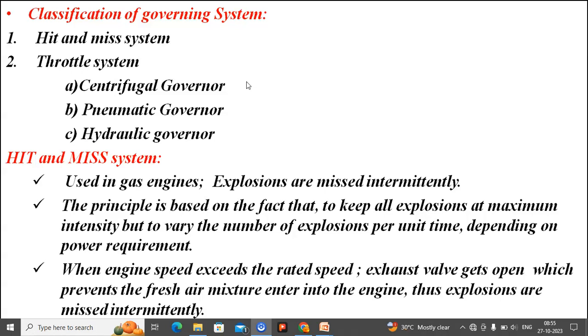When the engine speed exceeds the rated speed fixed in the tractors, the exhaust valve gets opened, so that it prevents the fresh air fuel mixture from entering the engine. So the power stroke is reduced, and the explosions are missed intermittently in this type. The hit and miss system is not that much used in tractor engines, but it is used in gas engines.